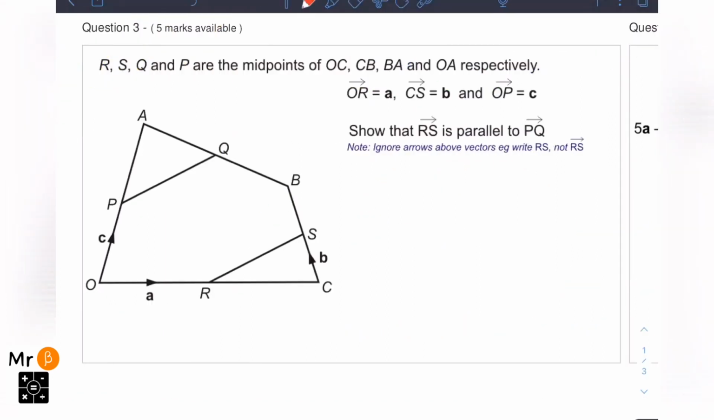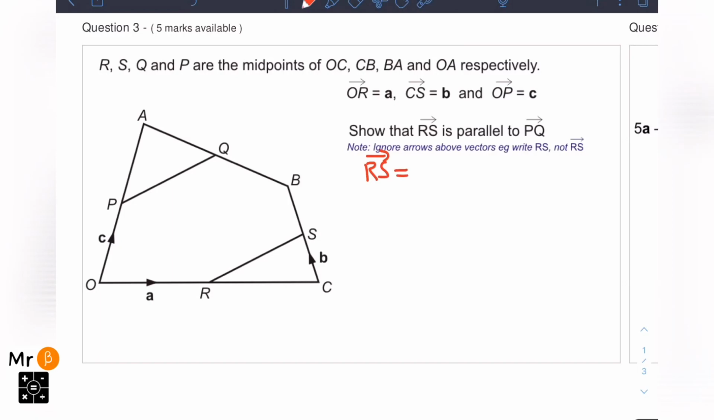So in question 3, it tells us a lot of information at the start regarding these midpoints of these different lines. We will come back to that information shortly, but we're going to have a look at what the question's asking first. So it wants you to show again that RS is parallel to PQ. So what you need to do is work out what each vector for both RS and PQ is, and then we're going to examine both of them.